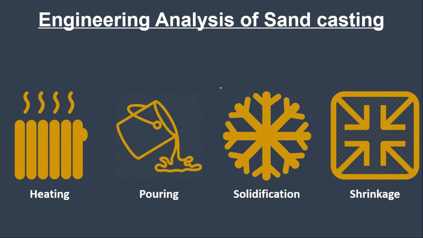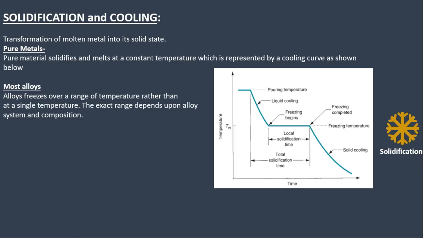Now once the material is poured and it has completely filled the mold cavity, the next step is the solidification. After pouring the material into the mold cavity, the molten metal cools and solidifies. So in this section we will examine the physical mechanism of solidification that occurs during the casting process. It might include the solidification time, shrinkage mechanisms, directional solidification and some riser designs.